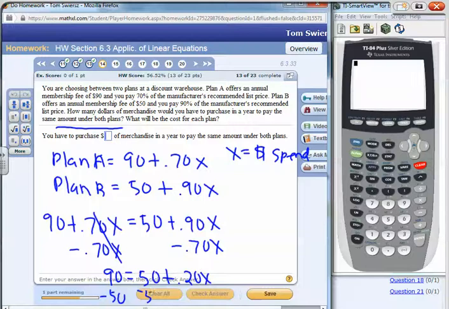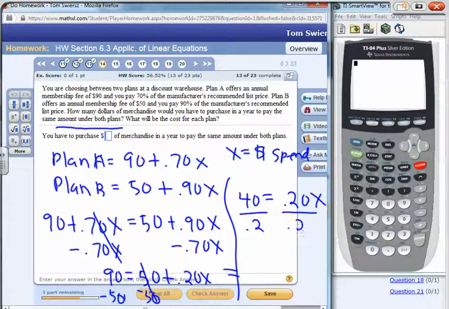Subtract 50. All right, so what do we have now? 90 minus 50 on the left side is 40, equals what? The 50s cancel, 0.20 times x. Divide both sides by 0.2. 40 divided by 2 is 20, but then 0.2 is going to make it an extra 0, so it's going to be 200. So the amount of merchandise you would have to purchase, the amount of money you would spend as x would be $200, so that each plan is the same.